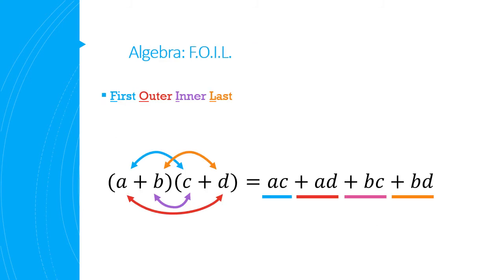Next, the FOIL method. FOIL stands for first, outer, inner, last, and it's a mnemonic to help you remember how to multiply together two binomials. We first multiply the first two terms together, and then the outer two terms, and so on. And then we add up every single one of these results.